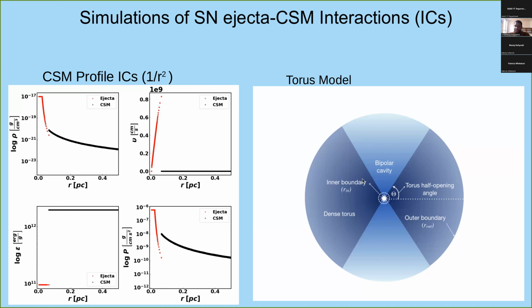And then the other model that we had was the torus model that is inspired by the paper on the asymmetric torus that I'm going to discuss later, where you have the bipolar cavity and the torus around the star that has been set up with a dusty torus and an opening angle, where the gas is set up in a 1/r² profile, and yet you still have this torus structure.